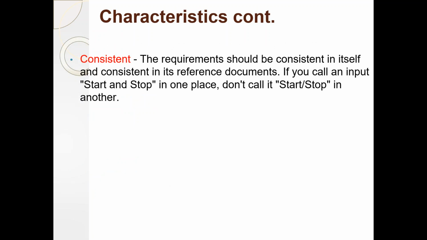Consistent. The requirement should be consistent in itself and consistent in its reference to documents. This example is so simple, but so profound. If you call an input start and stop in one place, don't call it start/stop in another. So you don't say start and stop, and then somewhere else you say start/stop. You be consistent. Because trust me, these inconsistencies can be confusing.